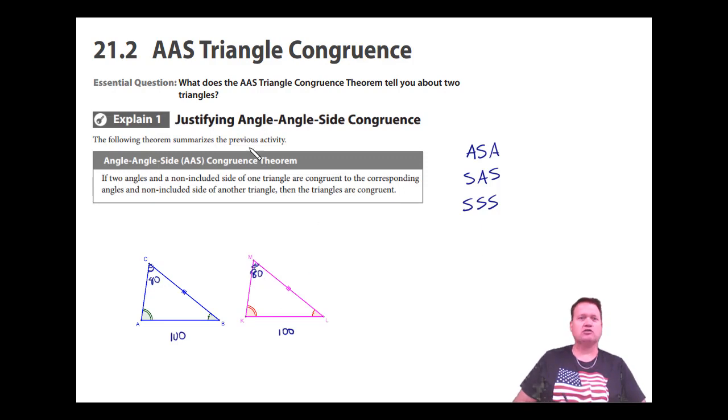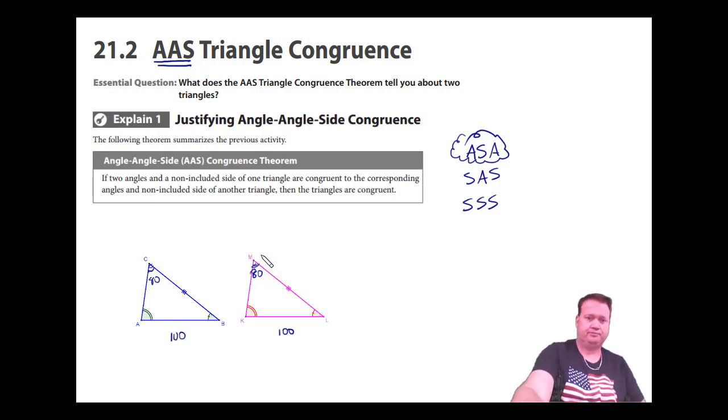So angle, angle, side is just another variation of angle, side, angle. But if I wanted to use angle, side, angle in a proof, it might take a few extra steps. So if we have 2 angles and a non-included side, we're going to prove the theorem, and then that'll be enough to determine that 2 triangles are congruent.